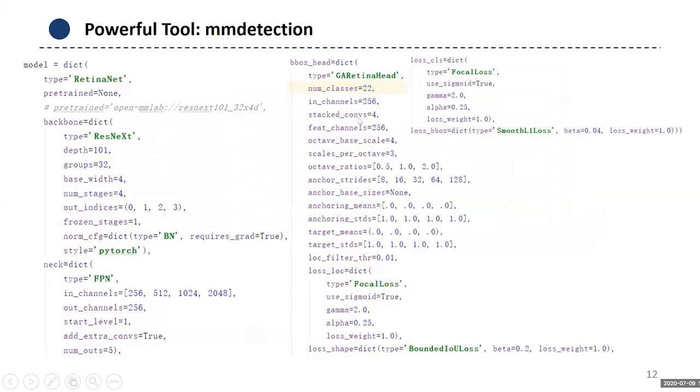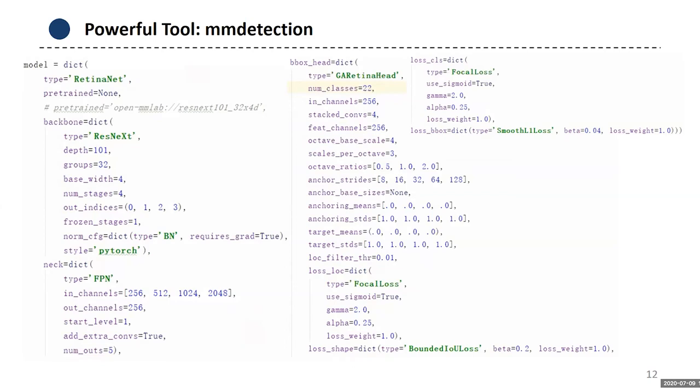Actually, okay, look here. All of our experiments are based on MMDetection. So actually, this platform provided the prototype of the GA RetinaNet, and then concretely, you can look at this configuration file. The guided anchoring is used in the RetinaNet. The location is the head. Okay. Yeah. That's fine. Thank you.